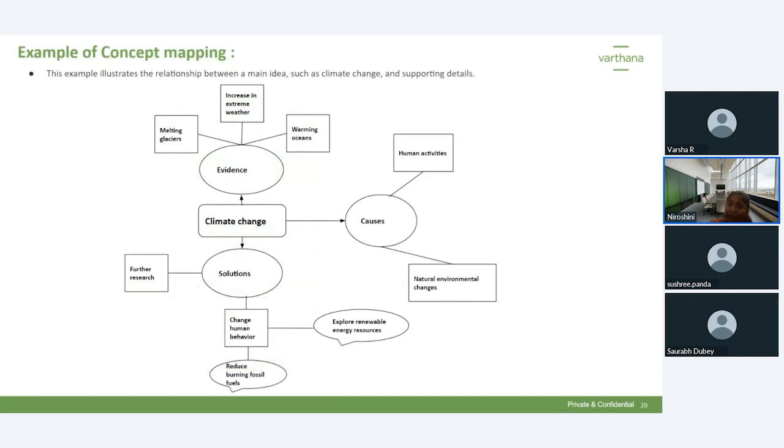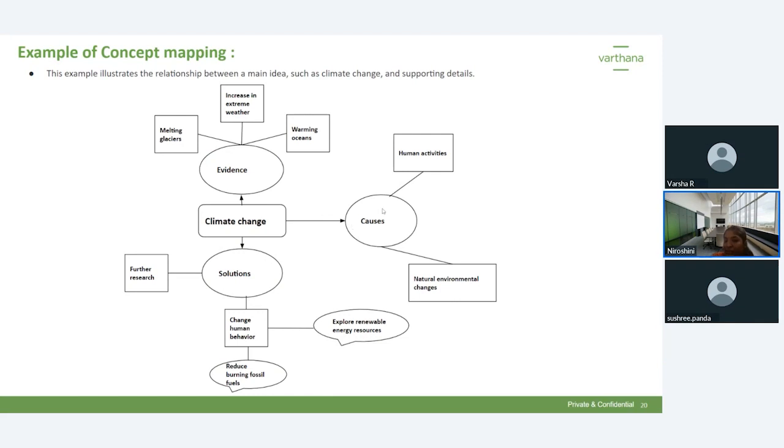I've given you a sample concept mapping where we'll be discussing climate change and how the supporting details are categorized here. If you look at climate change, the broad categories would be evidence, causes, and solution. What causes the climate change? Then come the further subcategories. If you look at the diagram, I have mentioned it there. And if you look at the evidence, what evidence do we have that this is what is causing the climate change? Those again would be subcategories of evidence.